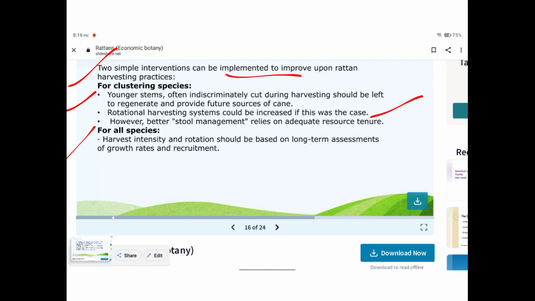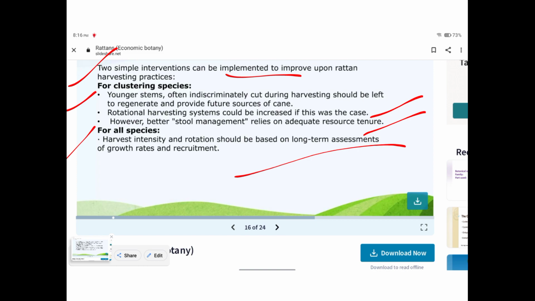However, better stool management relies on educated research. If we are educated, we do not cut the immature part, and we will have more rattans. For all species, harvest intensity should be sustainable over a long time. You have to have a rotation on a regular basis to let the species thrive for a long time and to fulfill our needs.